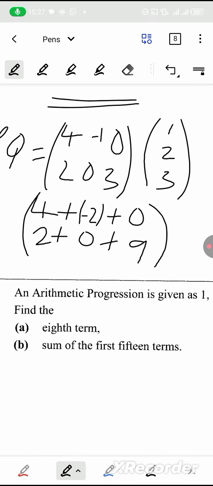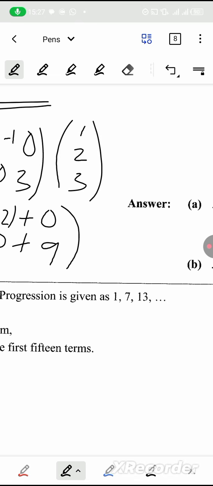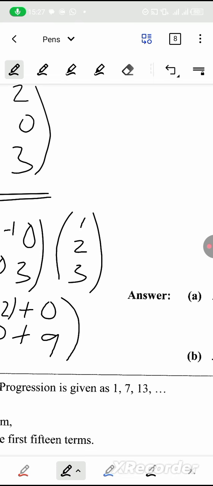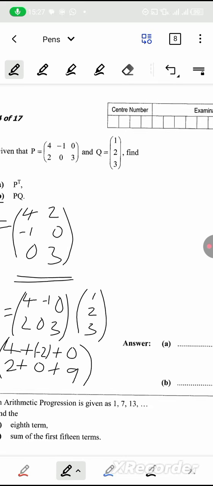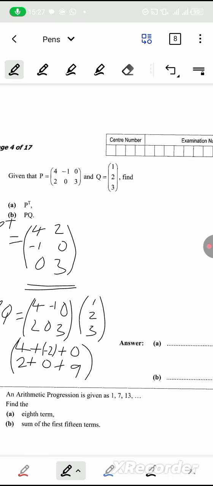Then from there now, we can actually simplify this. Let us just add. First of all, positive times negative is negative. So here we are saying 4 minus 2. The answer will be 2.